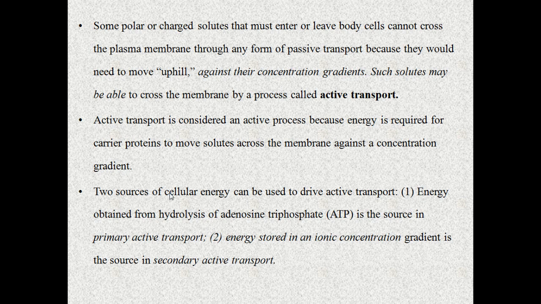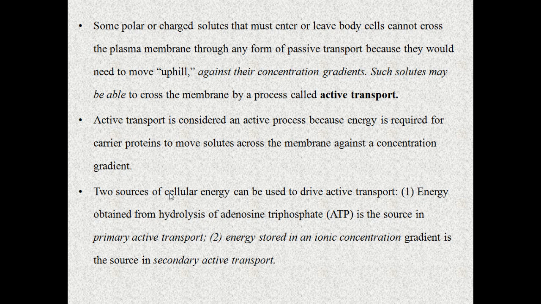There are two sources of cellular energy that can be used for this active transport. You know the cells acquire energy by the oxidation of food substances, by glycolysis and the TCA cycle. Number one, energy is obtained from hydrolysis of ATP. So ATP acts as the primary source of energy in active transport. The next form of energy is stored in an ionic concentration gradient.